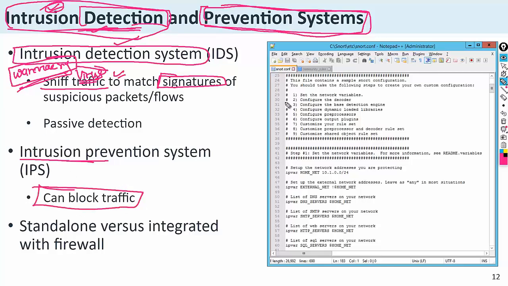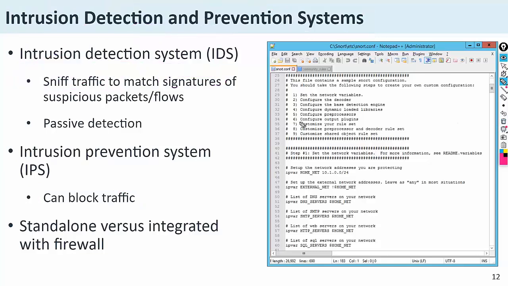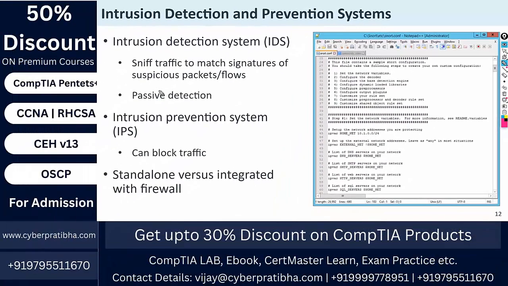So this is like a rule. There is one tool called Snort, which is generally used inside the network. This is the rule set. Based on the rules, the IDS will detect and the IPS will block the traffic.